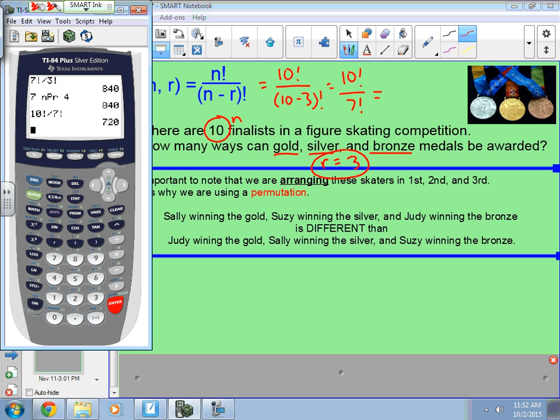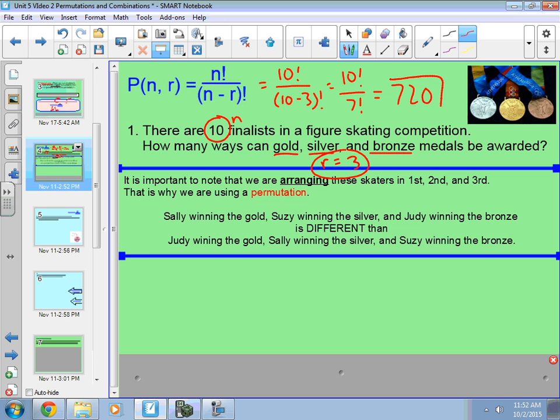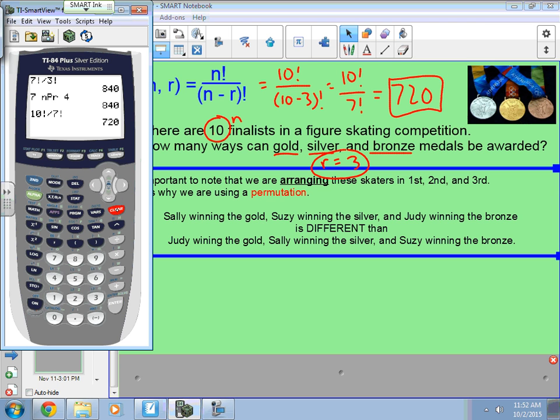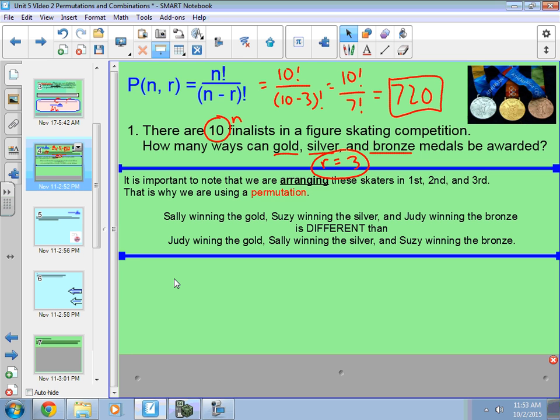Answer is 720. Or you can use that permutation button too. Remember, if you're doing the permutation button, hit first the total, which is 10. Select permutation out of your menu, and then select the number you're doing, first, second, third, or gold, silver, and bronze here, so 3 places, and you also get 720. So either way is fine. Whichever way you think is the easiest for you, do that way. So 720 possible gold, silver, bronze medals could be awarded here.